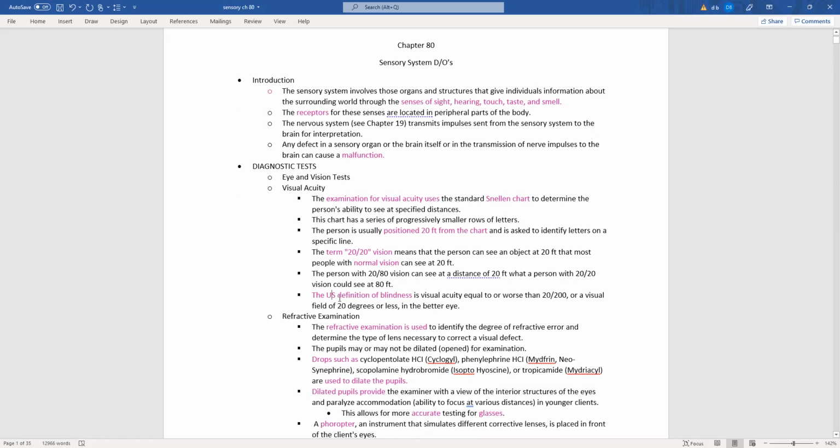And then the US definition of blindness is visual acuity equal to or worse than 20/200, or a visual field of 20 degrees or less in the better eye. That's the US definition of blindness: a visual acuity equal to or worse than 20/200, or a visual field of 20 degrees or less in the better eye.